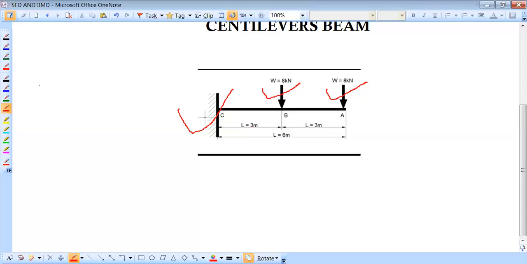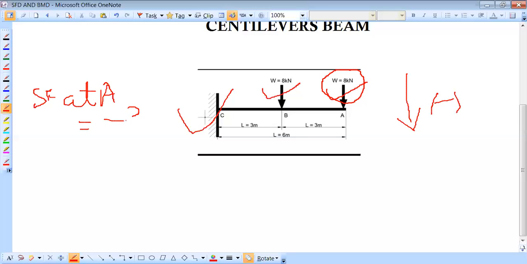Here you can see that if we find the shear force at point A, SF at A is equal to how much? 8 kilonewtons. It is in the downward direction. We take the downward direction as negative, so the value is minus 8 kilonewtons. It is a simple way.